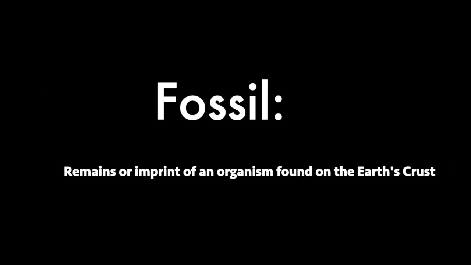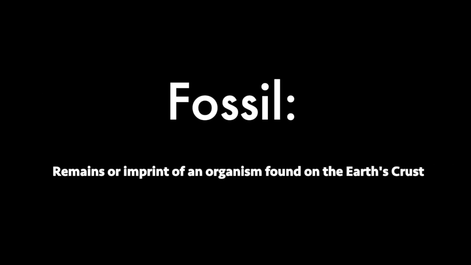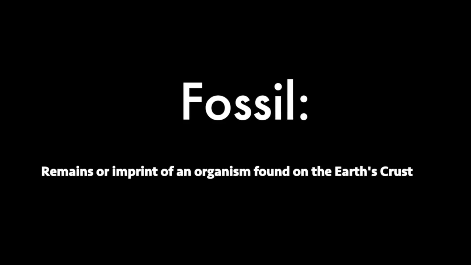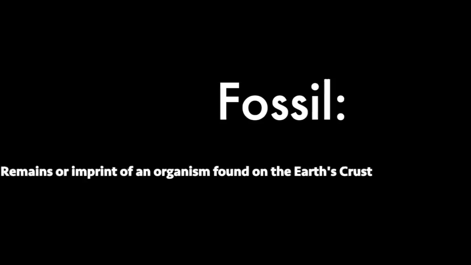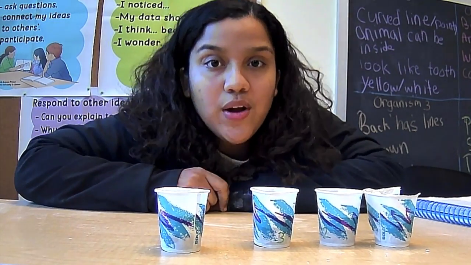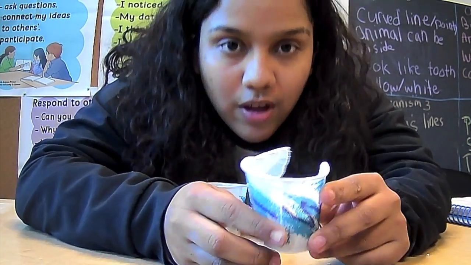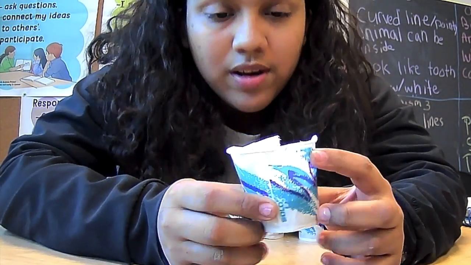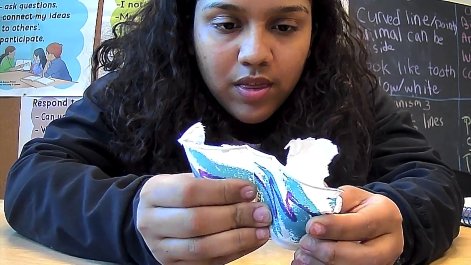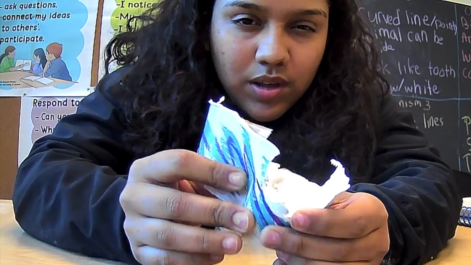So we're going to start out by breaking up these cups and finding out what fossils were created. A fossil is any remains or an imprint of an organism found on the Earth's crust. So let's get ready to discover. This is fossil number 1. I'm going to break up the rock. Cut.